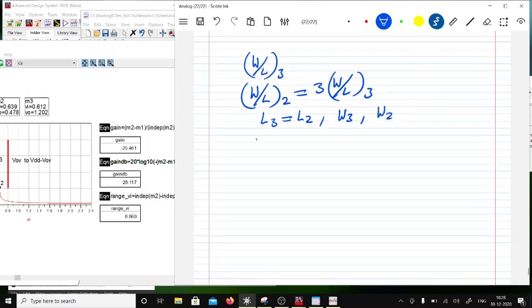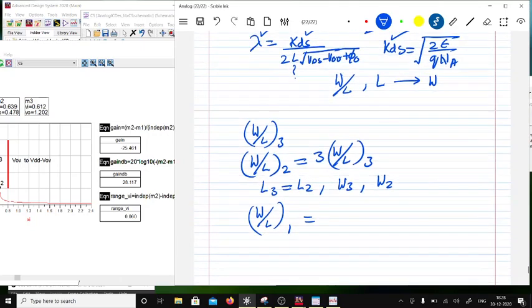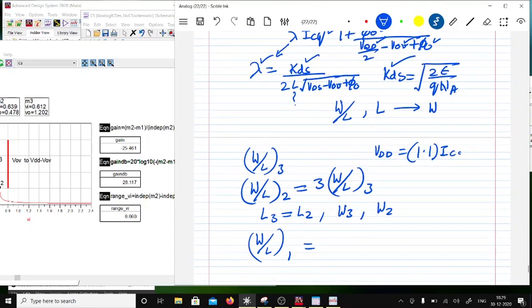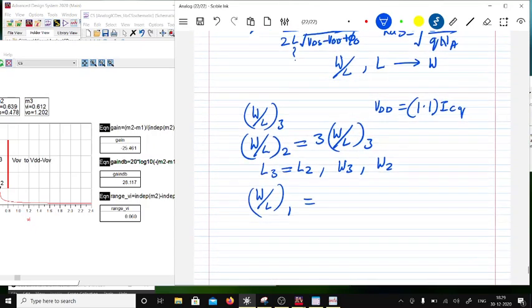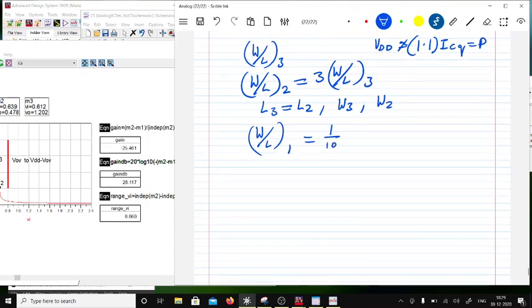So now you have to figure out W by L1, which will be basically just from the current, and you can basically start with VDD is equal to, so if I consider 10% current, right, so 1.1 times of ICQ, right, 1.1 times of ICQ into this will be equal to the power dissipation, right, that's given at the top, right? So that's how you figured out ICQ. So that means that this is going to be 1/10 of W by L2.